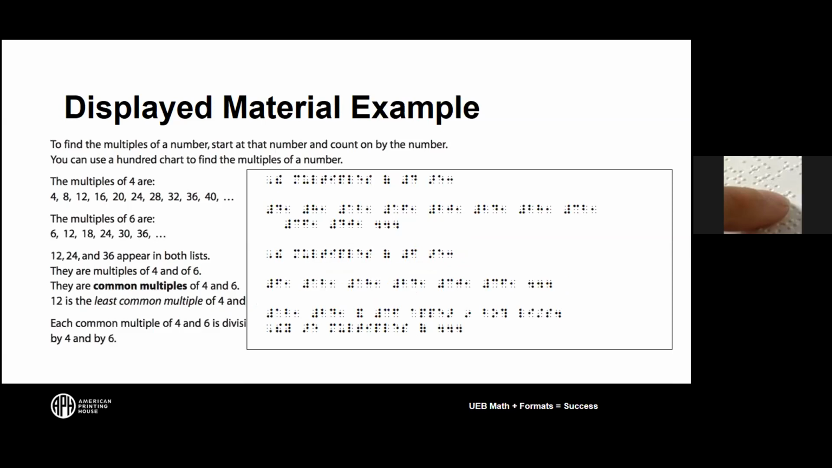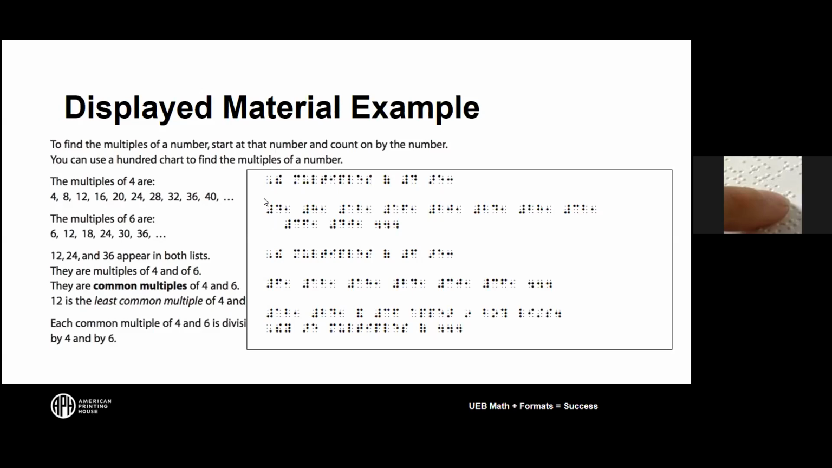Starting from this paragraph that says the multiples of 4 are. So we're only using indented paragraphs. So this starts in cell 3. The multiples of 4 are: and I chose to treat the series of numbers that's set off on a line by itself as displayed. So it has a blank line before and after it. And it is formatted in 3, 5.